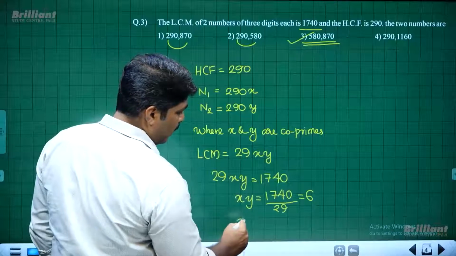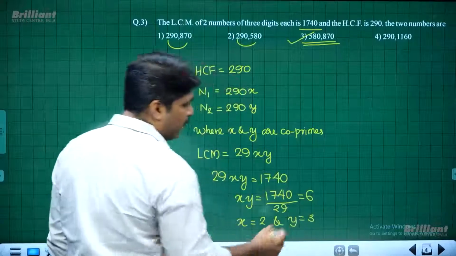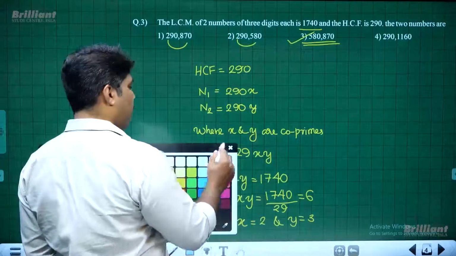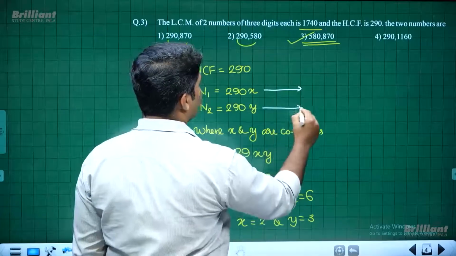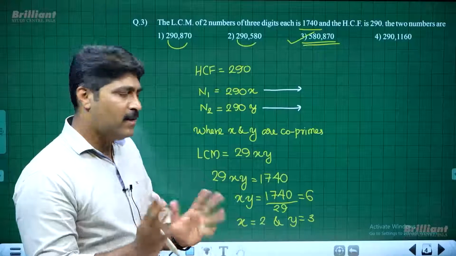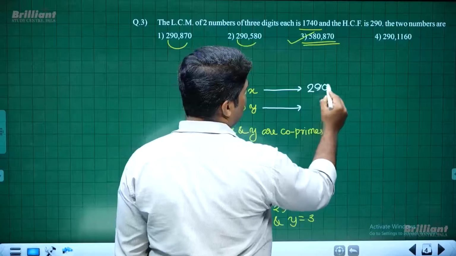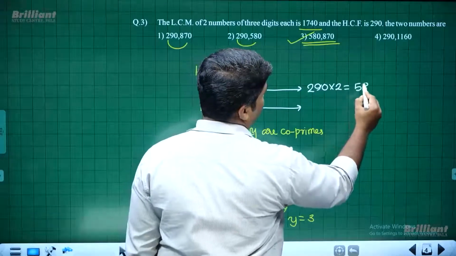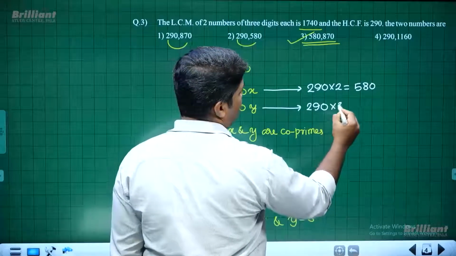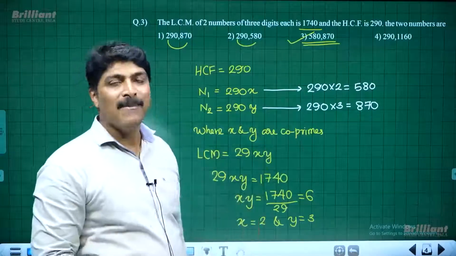So therefore, x equals 2 and y equals 3. We can consider the values like this. So how did we assume the numbers here? Those are 29x and 29y. If x equals 2, or it's in the reverse order also, the order doesn't matter here. So if it is 2, this is 29 into 2, that is 58. And if y is 3, this is 29 into 3, which is 87. So these are the two numbers here.